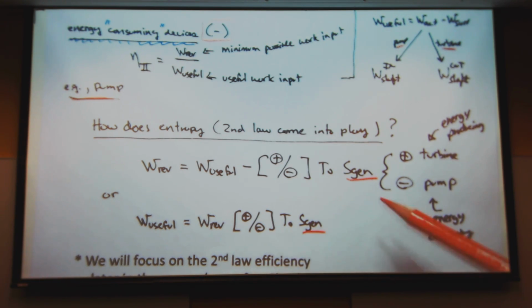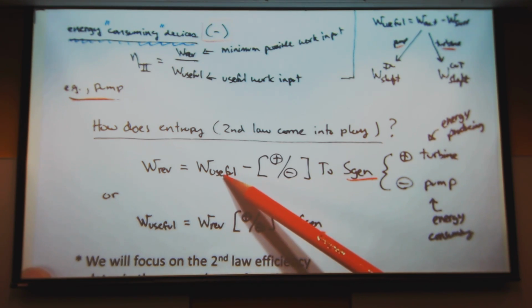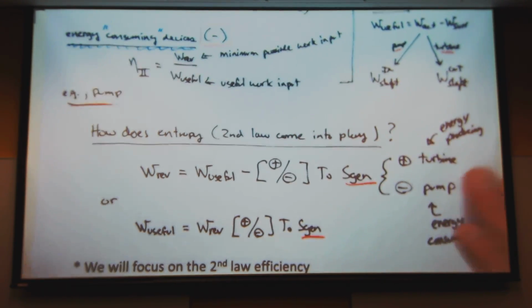I'm just going to ask the question: for a reversible process, what do you think the entropy generated is? Zero? It is. For a reversible process, the entropy generated is 0, and you can see that right here. When entropy generated is 0, work reversible equals work useful. It doesn't matter whether I have an energy consuming or energy producing device. If I develop a reversible pump or a reversible turbine, the second law efficiency will be 1.